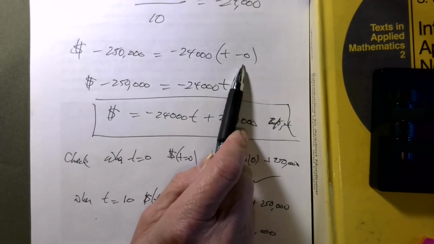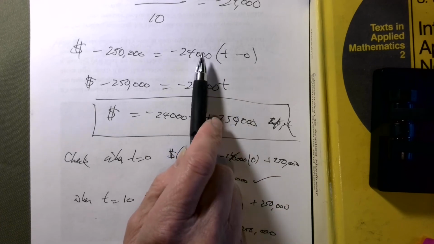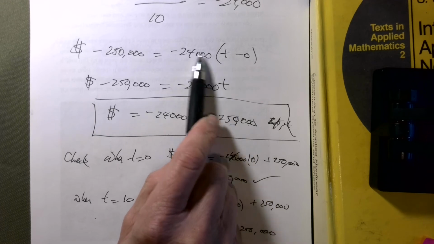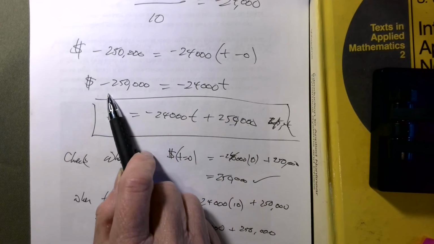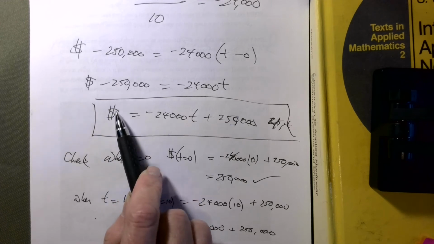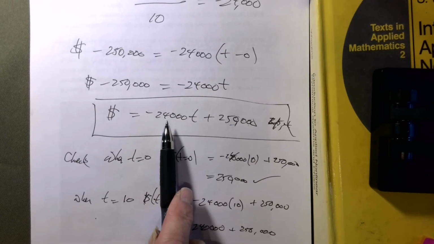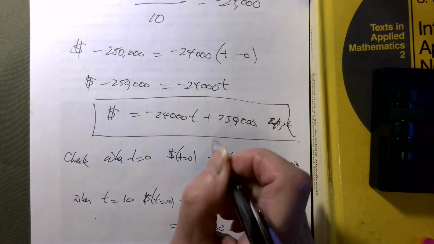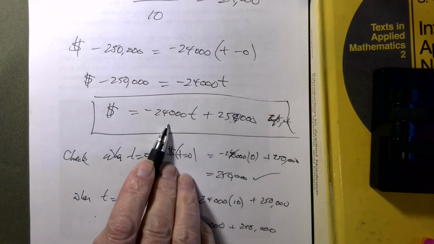Notice I picked the one that had a 0 in it. So now T minus 0 is T. So we have minus 24,000 T minus 250. Now I can add the 250 to both sides. And I got, this is a 0, not a 9. And here is my formula.